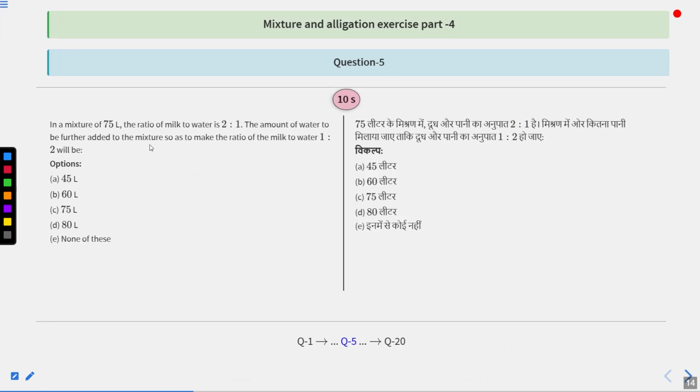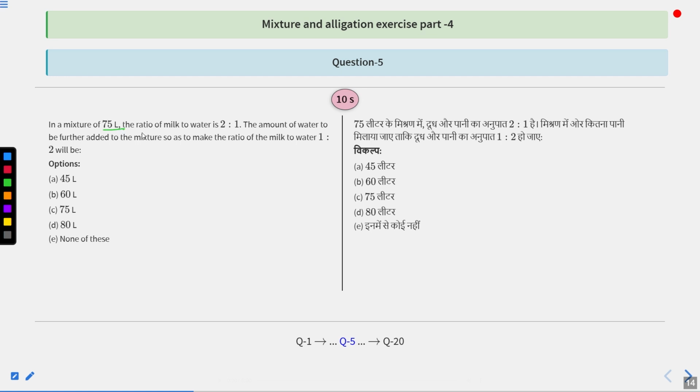Next one. In a mixture of 75 liter, the ratio of milk to water is 2:1. The amount of water to be further added to the mixture so as to make the ratio of milk to water 1:2 will be. You have 5 options and 10 seconds to analyze the question. Your time starts now.